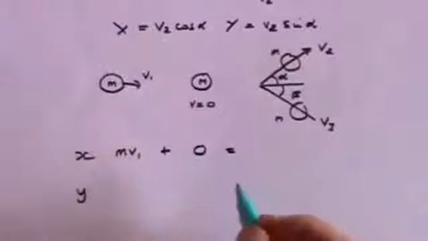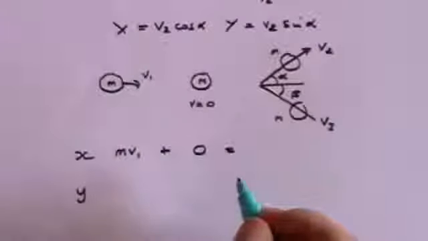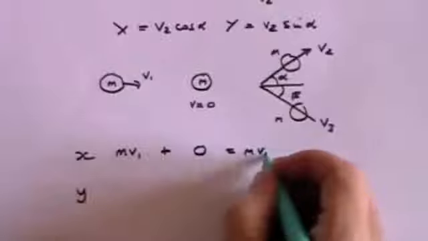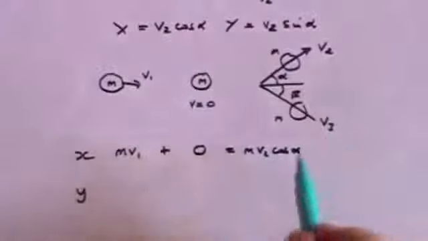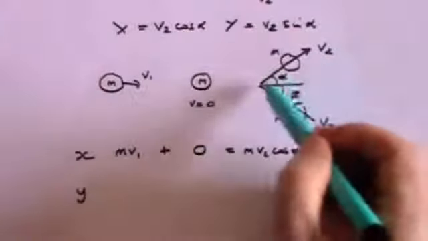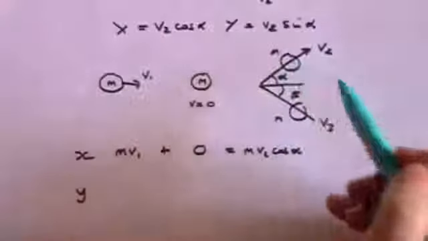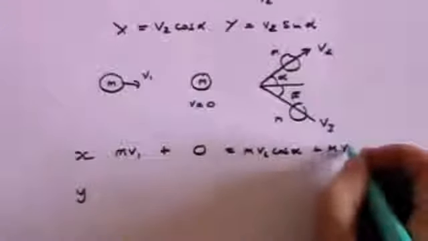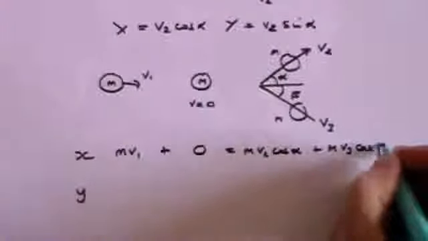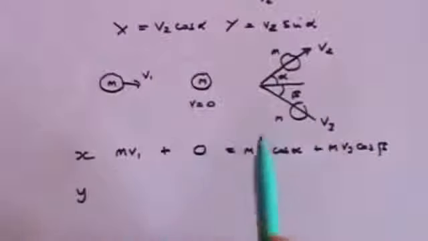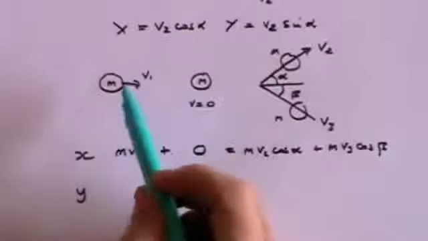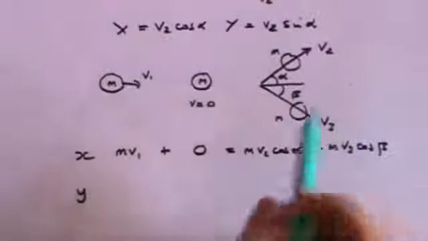And that's going to be equal to the total momentum in the x direction after the collision. Well, what is it? This is mv2 times the cosine of alpha, because that's the component in the x direction of this ball here, plus m times v3 times the cosine of beta. And these are all positive terms because the components are all in the left to right direction.